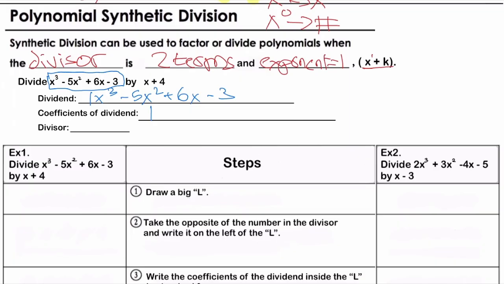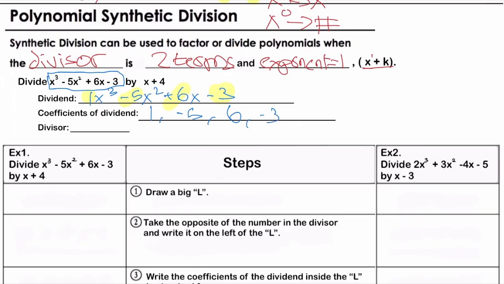Our next one is -5. Again, it's the number to the left, not to the right. So -5, and again, minus signs are negatives. Our next one is going to be +6, and our last one, -3, because yes, even a term without a letter does count. Those are 4 coefficients.